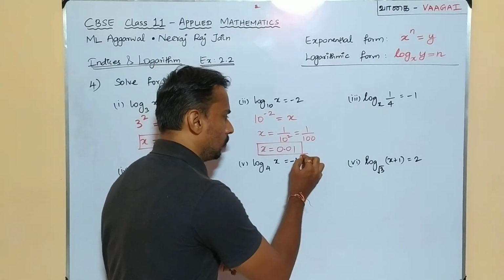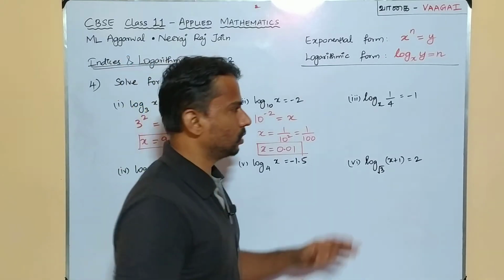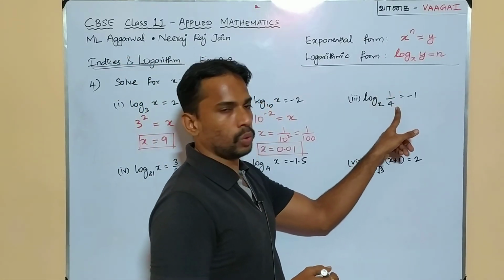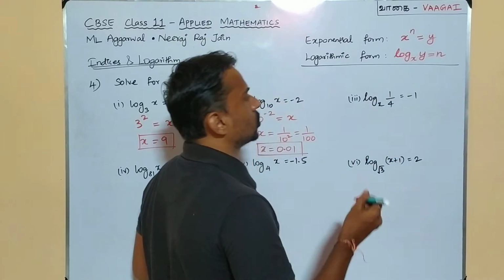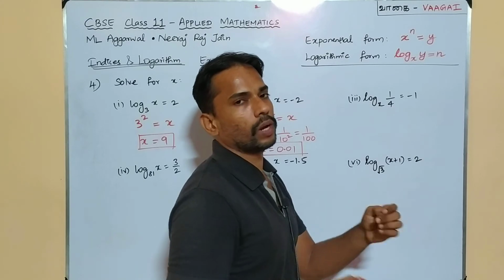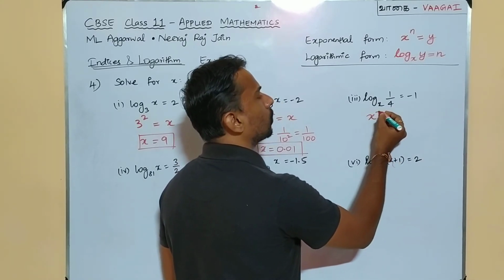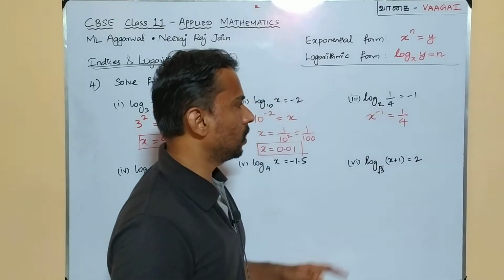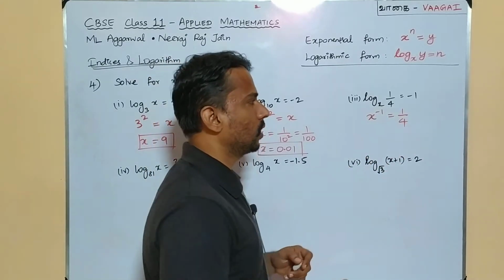Yeah, let me write it clearly so that it won't disturb the other question. Coming to the third subdivision, here we have log of 1 by 4 to the base x is equal to minus 1. Here again we are going to do the same thing. I'm going to write it in exponential form. So we get x to the power minus 1 is equal to 1 by 4. Very simple, right?